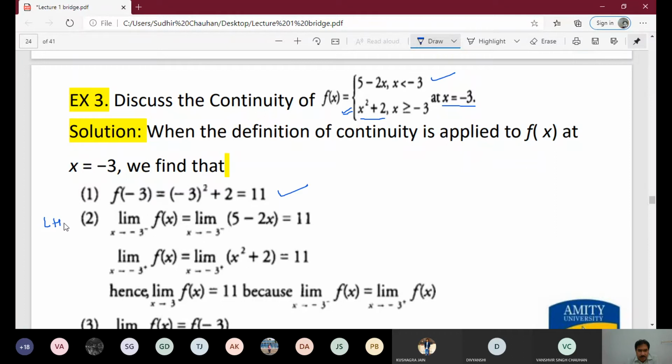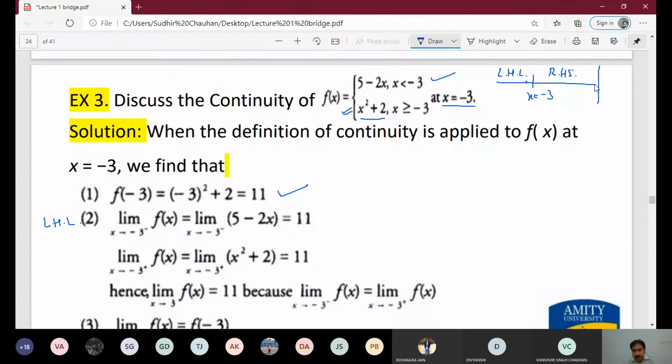So we find the left hand limit here, limit x tends to minus 3 minus. So minus 3 minus is slightly less than this value, and for that the function is defined as 5 minus 2x. Suppose this point is x is equal to minus 3. If it is minus something, it will be on the left hand side. Now if it is some plus, it is on the right hand side.